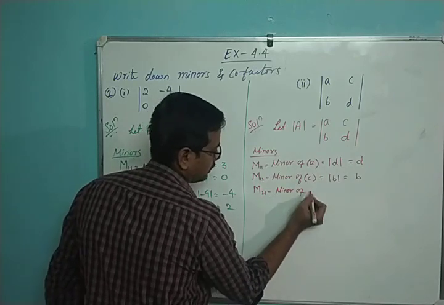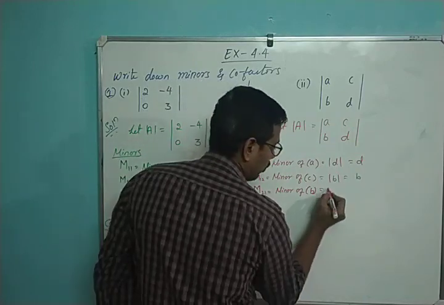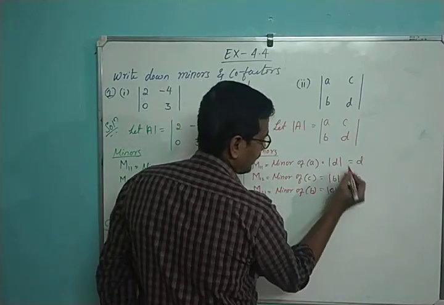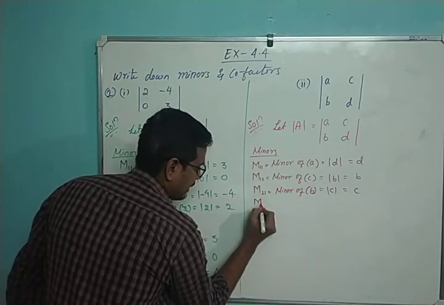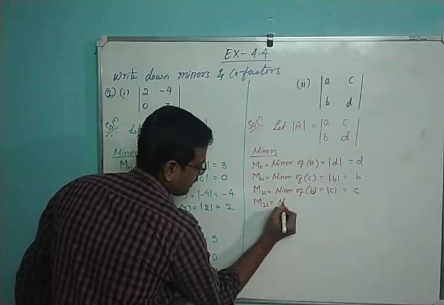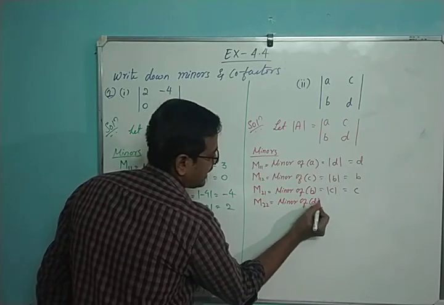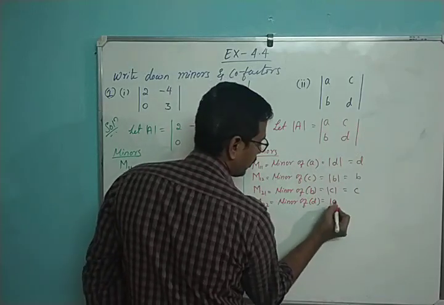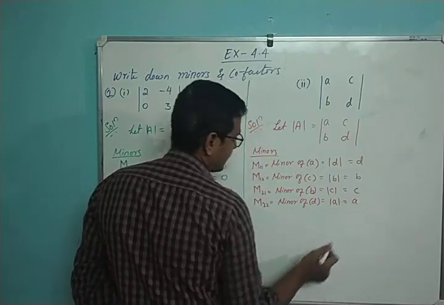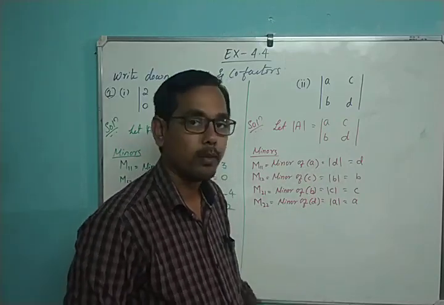Minor of B. So leave the row and column containing B. Represent everything in determinant. That will be determinant C. Value will be C. M22 is minor of D. So minor of D is leave the row and column containing D. Remaining you put it in determinant. This is determinant A. So remember, these are the determinants, not the mod.